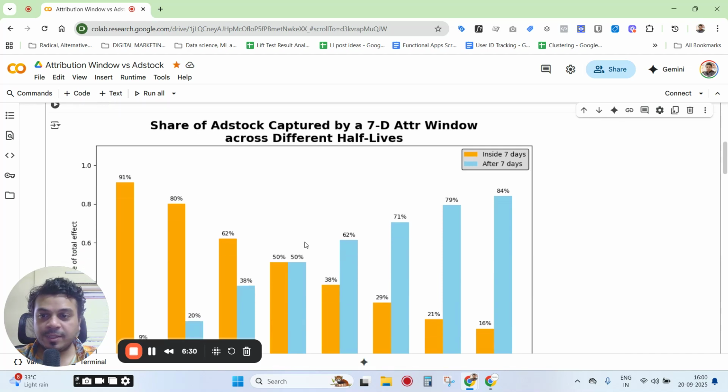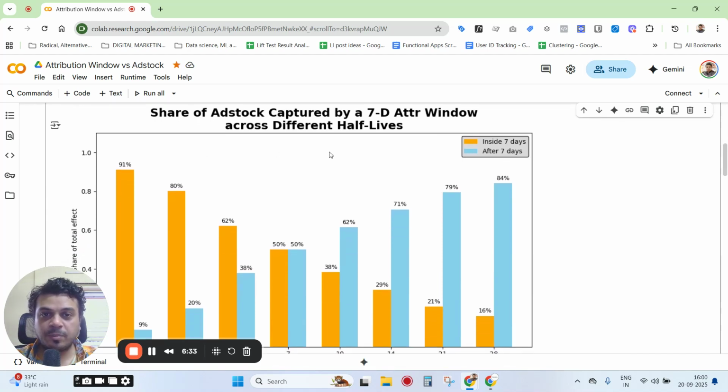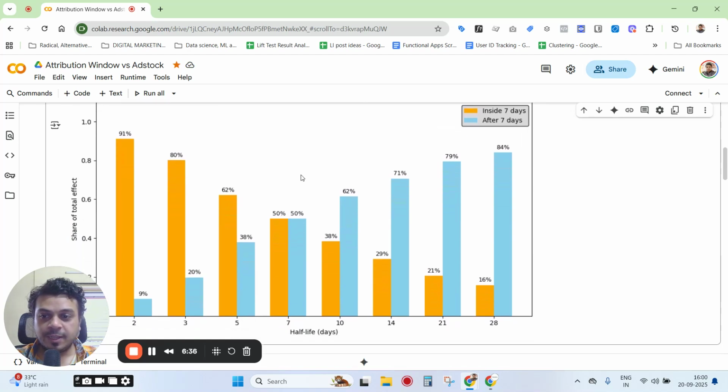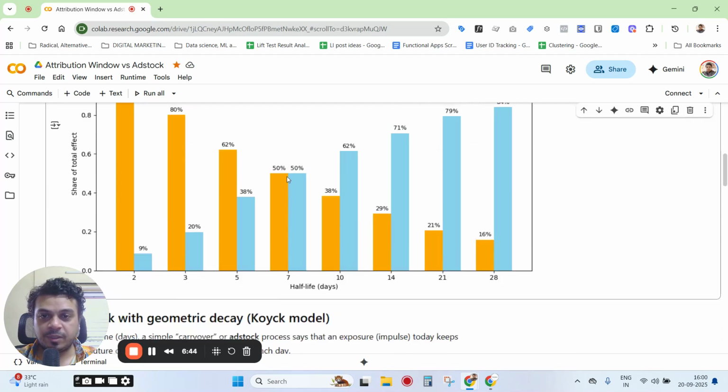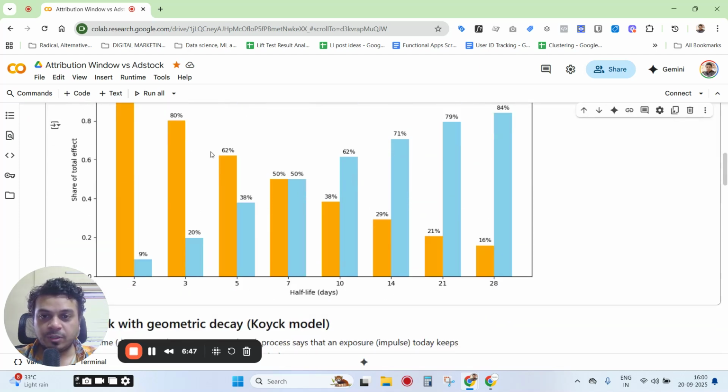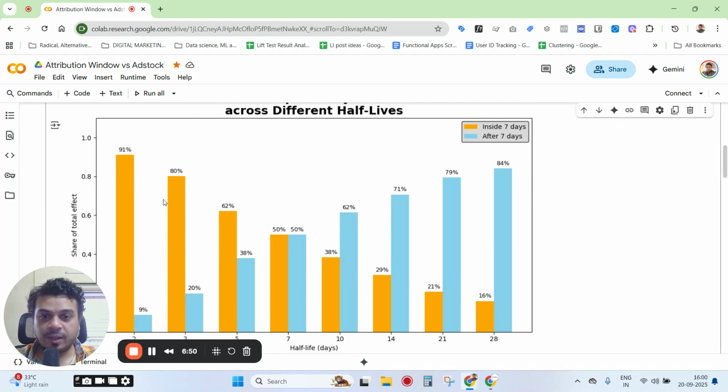And so if I just look at this curve now, the share of ad stock captured by a 7-day attribution window across different half-lives, this is something that I'd shared over LinkedIn as well. You can see that for different half-lives, this is exactly the same thing. Instead of just having it in a group bar chart, I've just shown it separately so that it's easier to see that as your half-life increases, meaning the longevity of your effect increases, it's actually going to have a lesser and lesser percentage of the total effect captured by the attribution window.